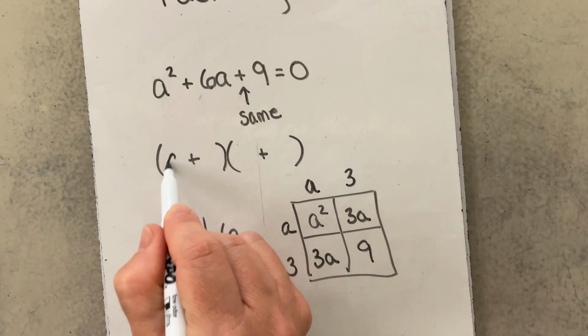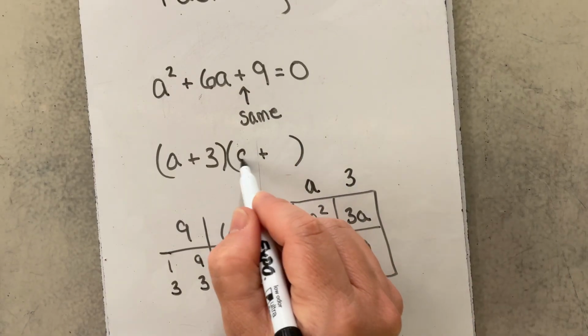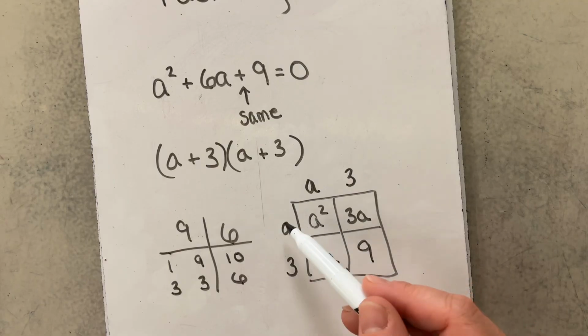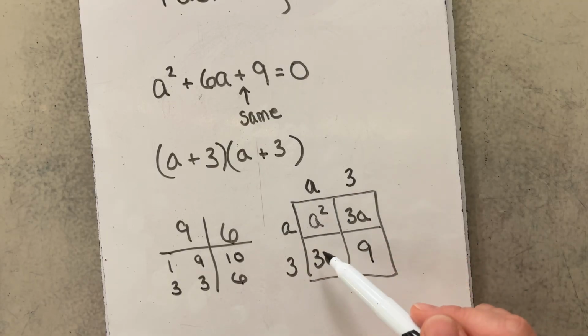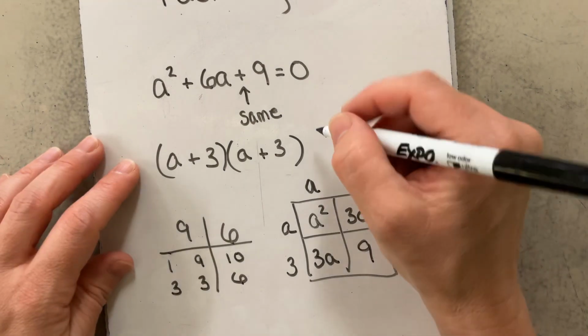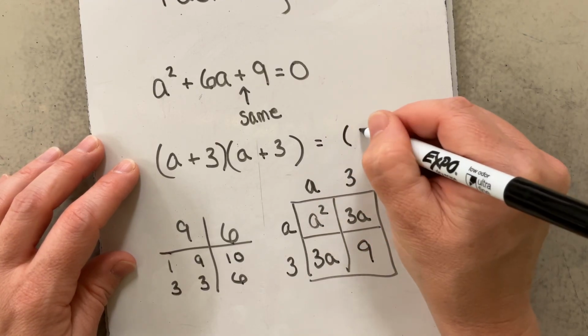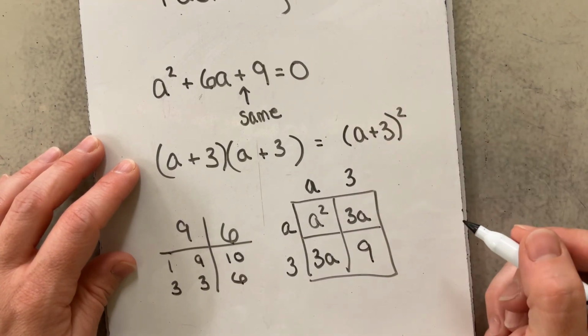Now, we already know from looking at this, we have the same signs and they're both plus, but we need to check just in case. a times a is a squared. a times 3 is 3a. 3 times a is 3a. And 3 times 3 is 9, and it works out. We can see that this is one of those perfect squares. What that means is this is squared.